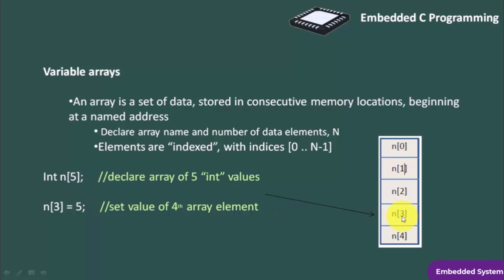Suppose I want to write a particular value to this position. In that case, I will use the statement n[3] = 5. That means the value 5 will get moved to n[3]. Here 3 is the index of the array. So 0, 1, 2, 3. So 5 will get moved to this position here.